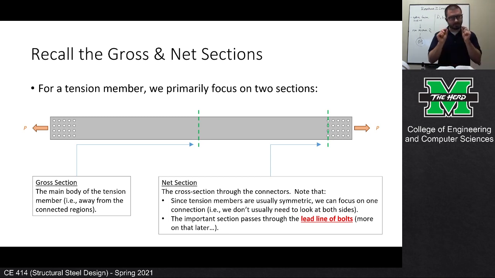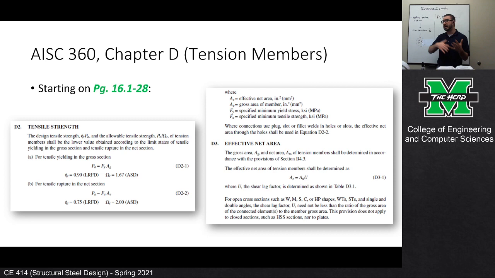But let's pay attention to the spec here a little bit, because the yield for the gross section, look at the areas. The area is Ag, but what about the net section? The area is not An, it's this term Ae. What the heck's going on with Ae? Well, look at section D.3. Ae is the effective net area, and if you read the spec, it's the net area times this term U, a shear lag factor.